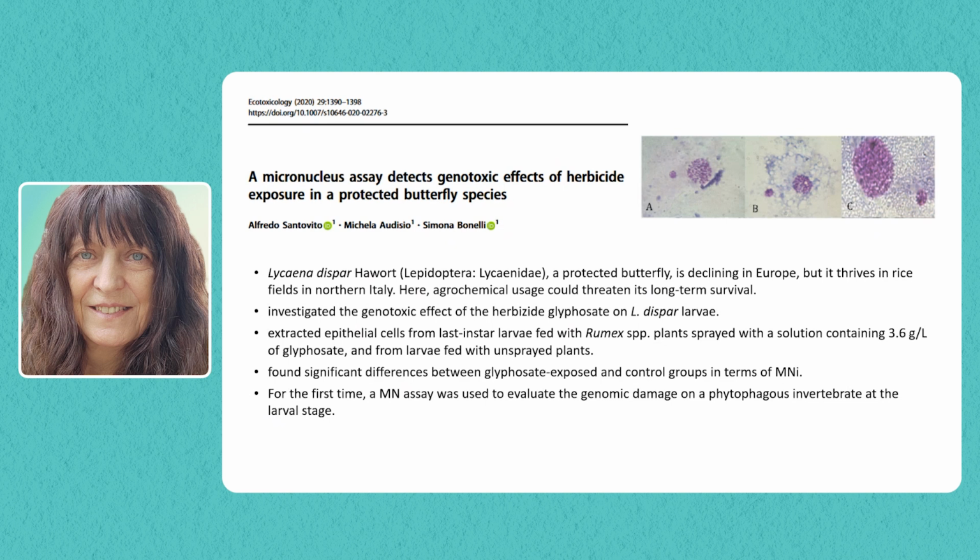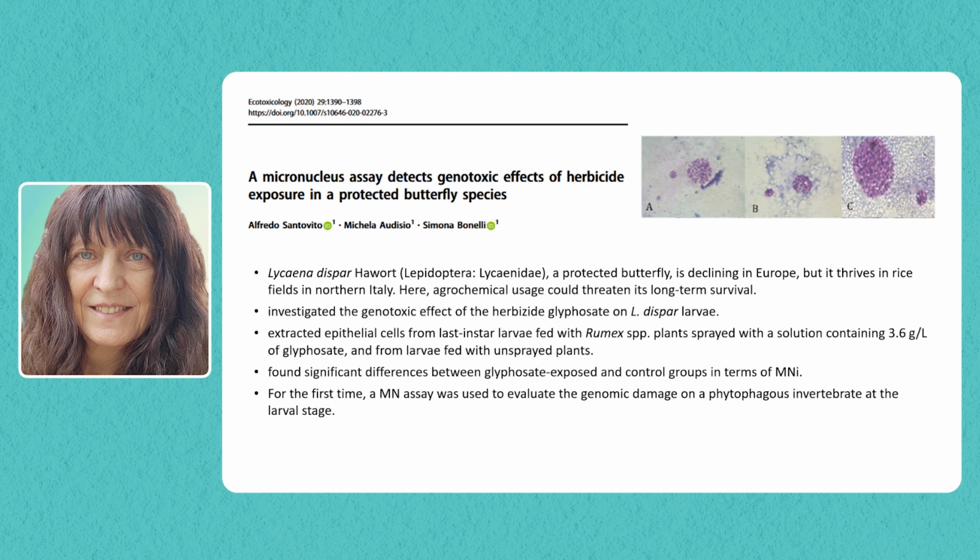And here we have another example. It's butterflies here, and the reason for that was that they have this certain butterfly, and it's a protected butterfly. It's declining in Europe, but it really is very present in rice fields in Italy. So they figured that the agrochemicals that are used on rice fields could threaten the survival of the butterflies, and they wanted to see whether genomic damage is also an issue here.